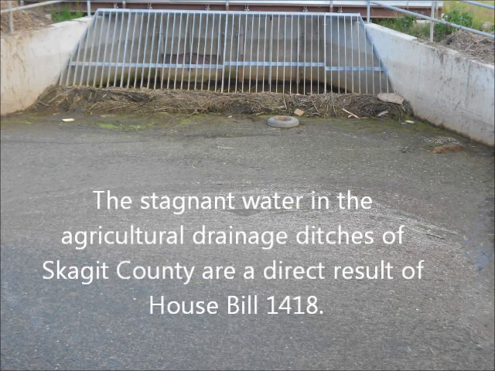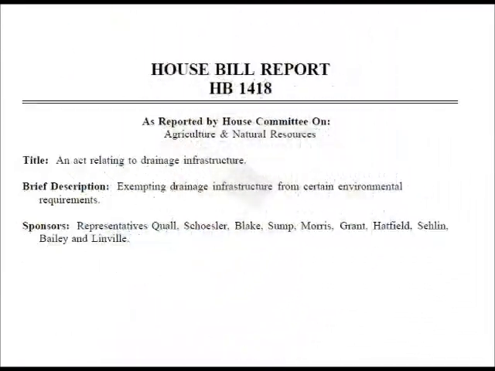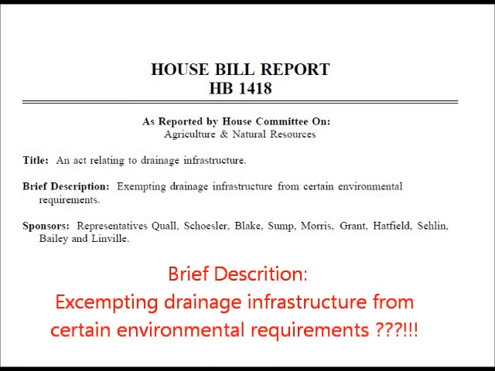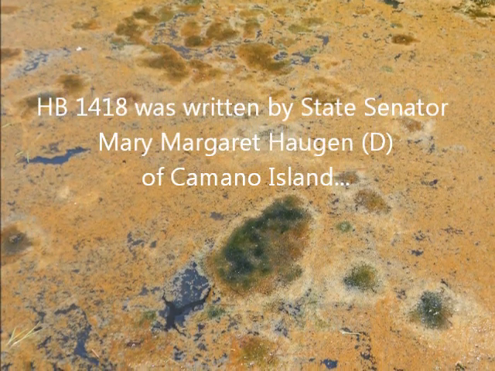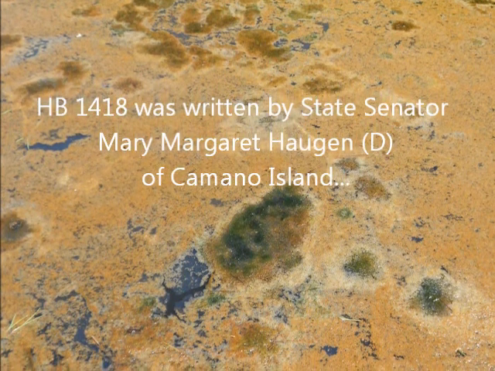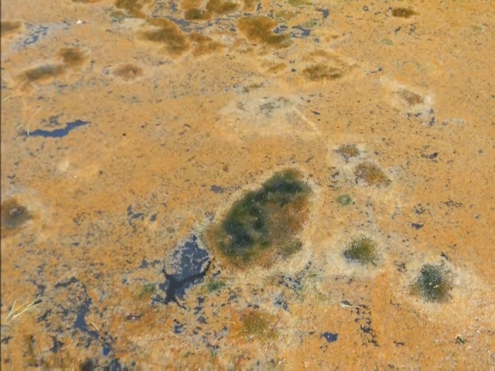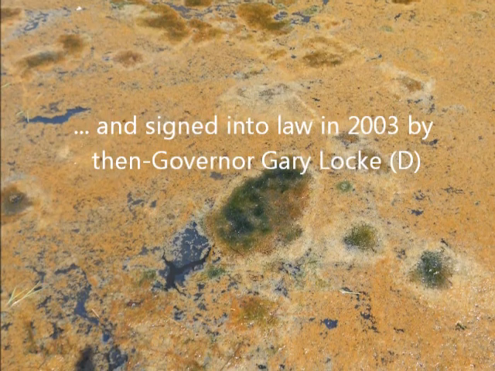The photos of the highly degraded stagnant water that were used in this video are the direct result of Washington State's House Bill 1418. House Bill 1418 was written by State Senator Mary Margaret Haugen, Democrat. It was signed into law by then Governor Gary Locke, also Democrat, in 2003.